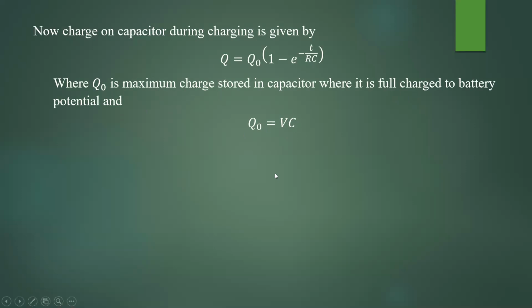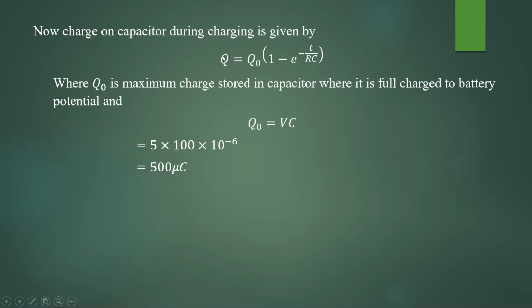Okay. Next, substitute the value of V and C. V is 5 volt, C is 100 into 10 to the power minus 6 farad, 100 microfarad. So this will be 500 microcoulomb. So charge on the capacitor Q0, that is the maximum charge, is equal to 500 microcoulomb. Okay, 500 into 10 to the power minus 6.